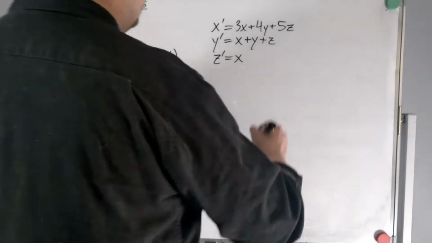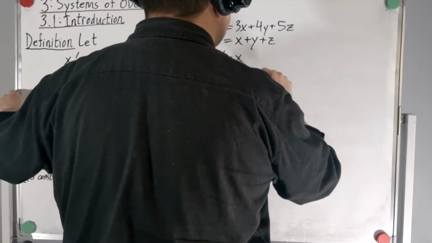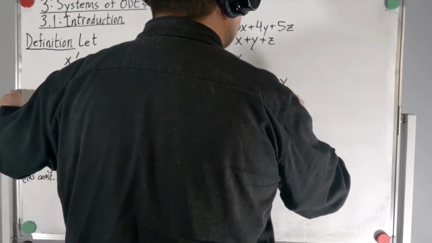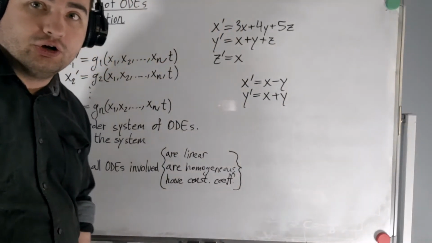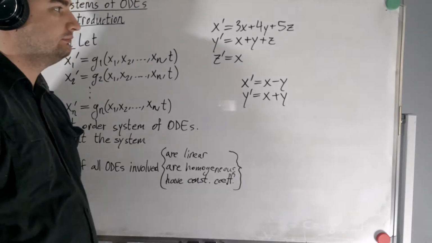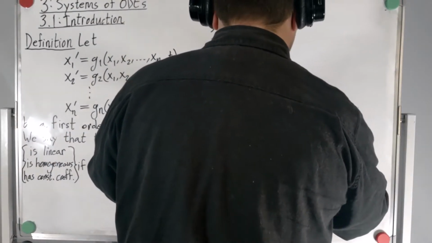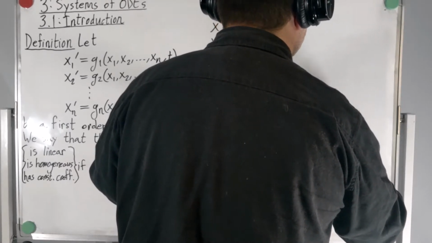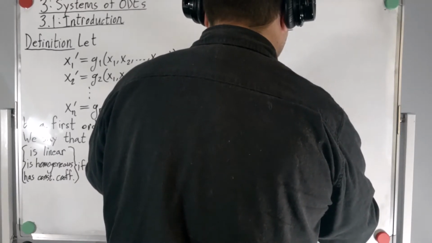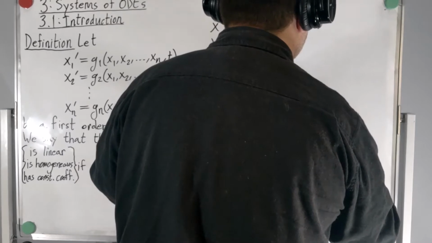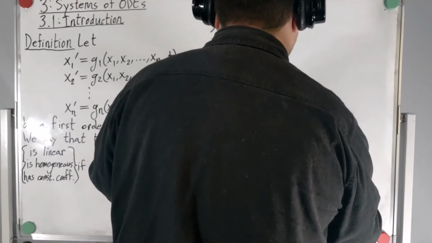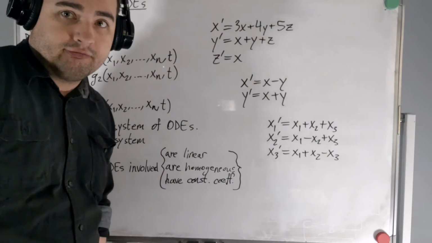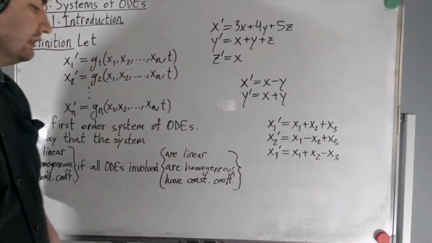All right, we could have something like x prime equals x minus y and y prime equals x plus y. That's a linear homogeneous system with constant coefficients. We could have something like x1 prime equals x1 plus x2 plus x3. x2 prime equals x1 minus x2 plus x3. And x3 prime equals x1 plus x2 minus x3. That is, again, a linear homogeneous system with constant coefficients.